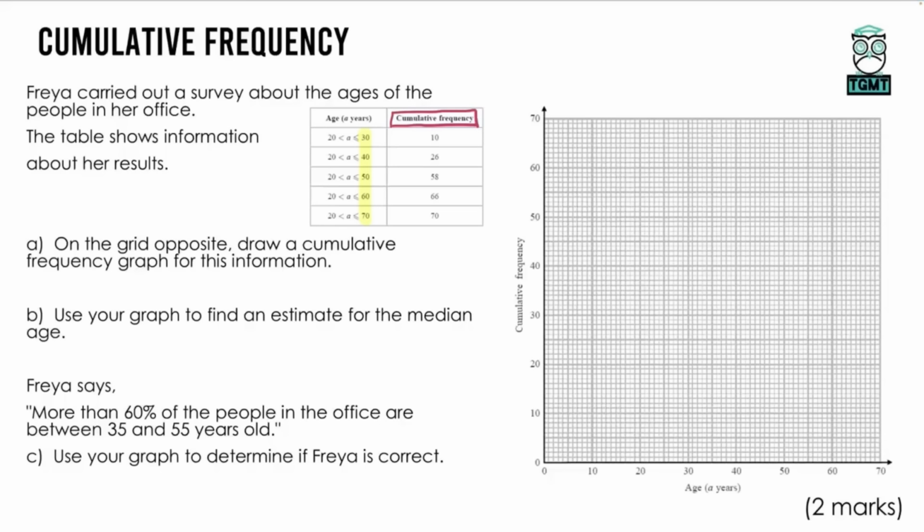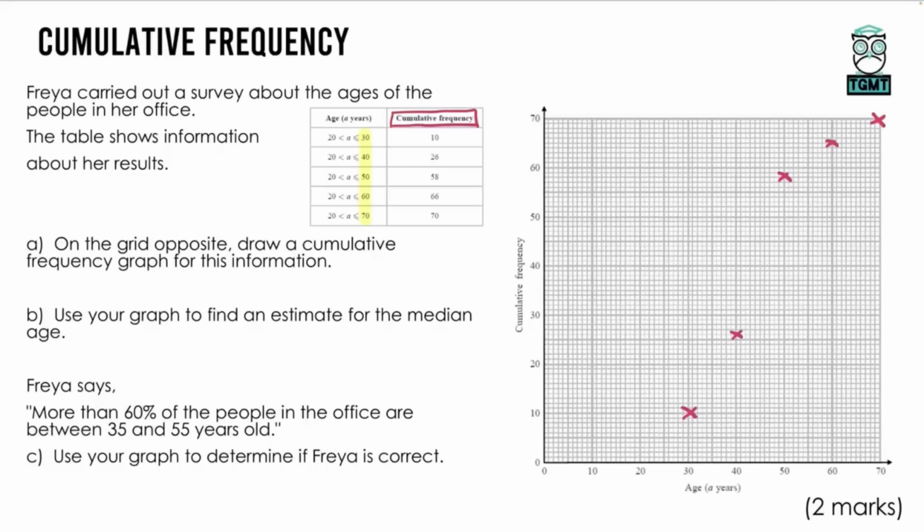So I'm going to plot from 30 up to a cumulative frequency of 10, and that is just here. I then go up in tens, so 40, 50, 60, 70, plotting on those numbers. So 26 is the next one, just here. 50 goes up to 58, and that is just there. Then we have 66, which is just here, and our final 70 goes up to 70, which is right at the top of the graph there.